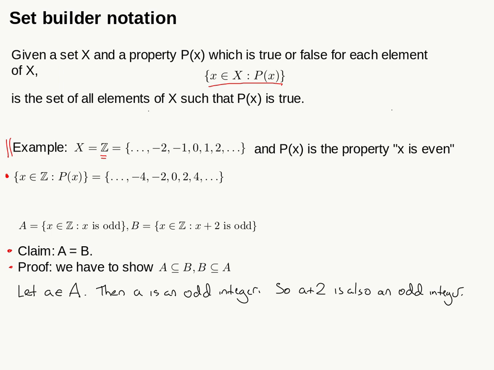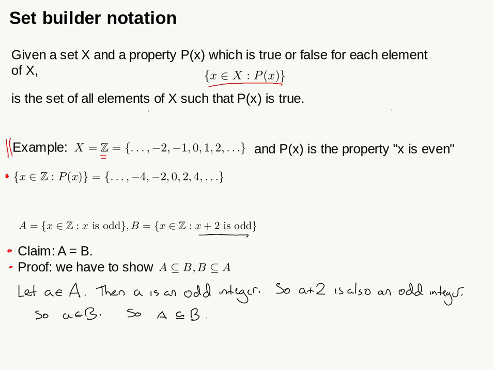All right, well, does this a fulfill the criteria to be in B? Yes, it does. It's an integer, and we've just seen that if you take this number a and you add 2, you get an odd integer. So it fulfills this property. So a is in B. We took any element of A and we proved it was in B. So what we've done is we've shown that A is a subset of B.